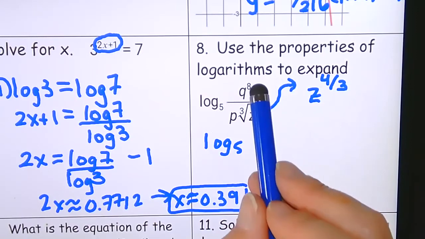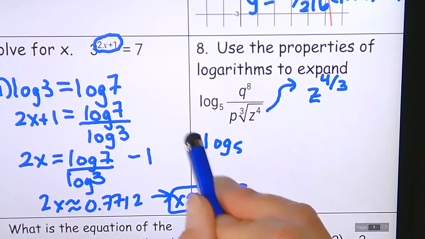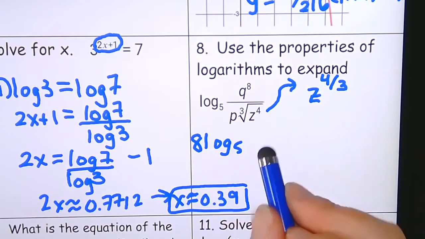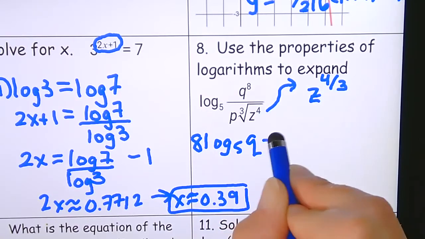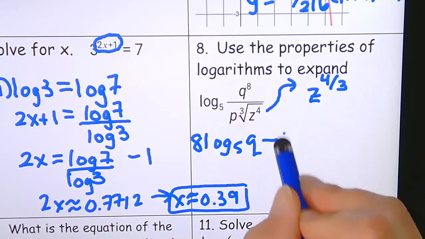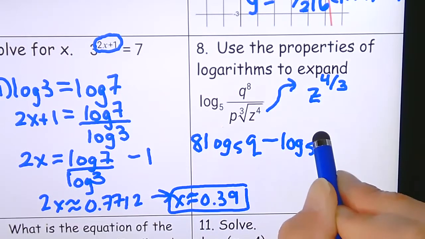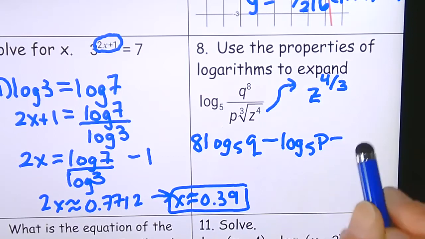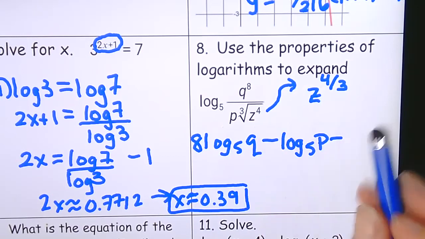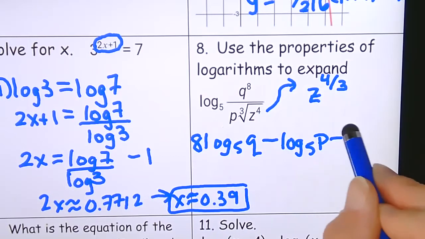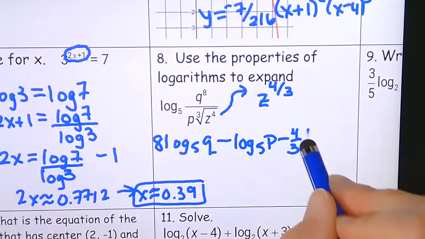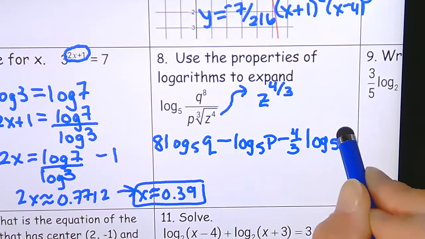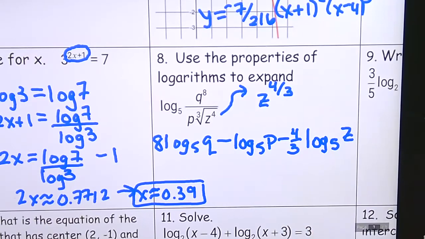And remember, the exponent is going to move in front. So I'm going to move the 8 in front. So 8 log base 5 of q minus, because this is on bottom, log base 5 of p minus, again, because this is on bottom, and it's a 4/3, so the 4/3 comes in front, 4/3 log base 5 of z, and that's your answer.